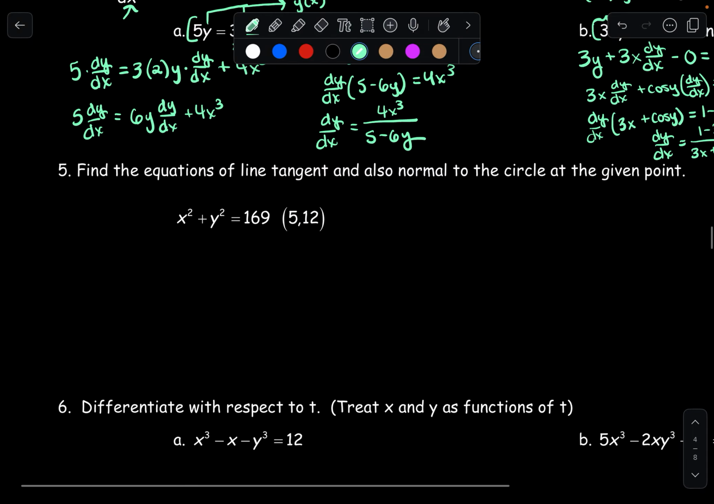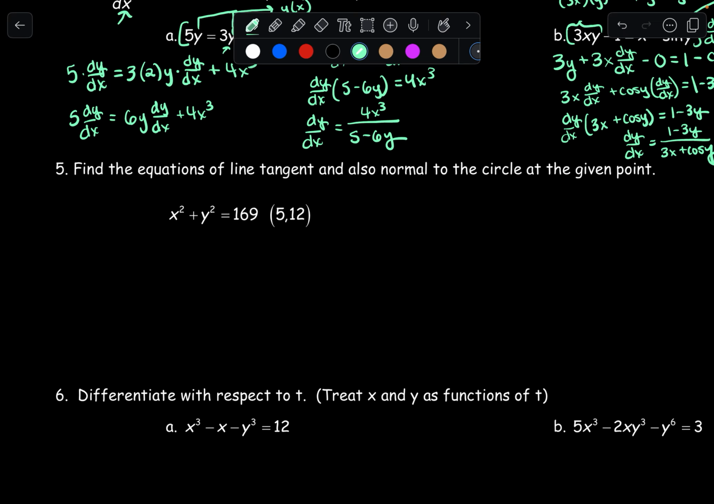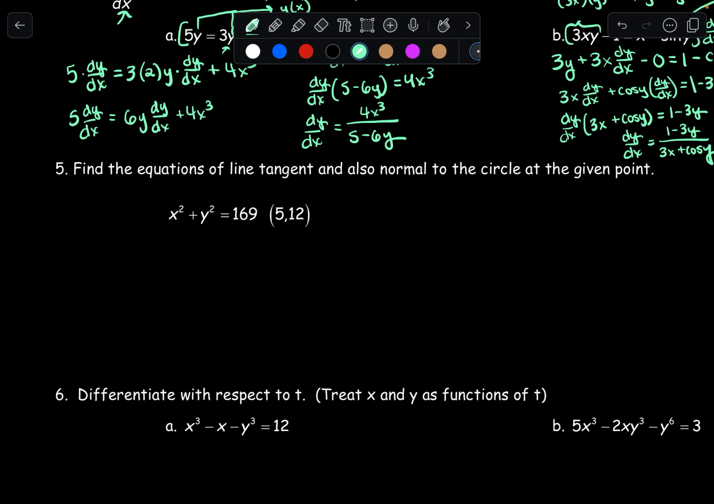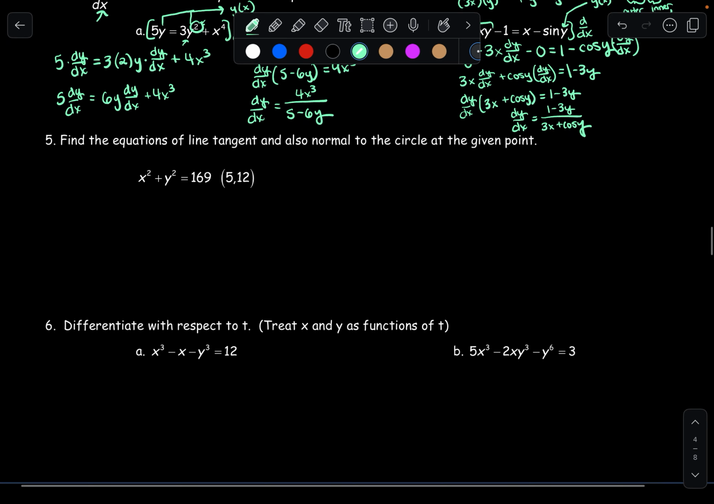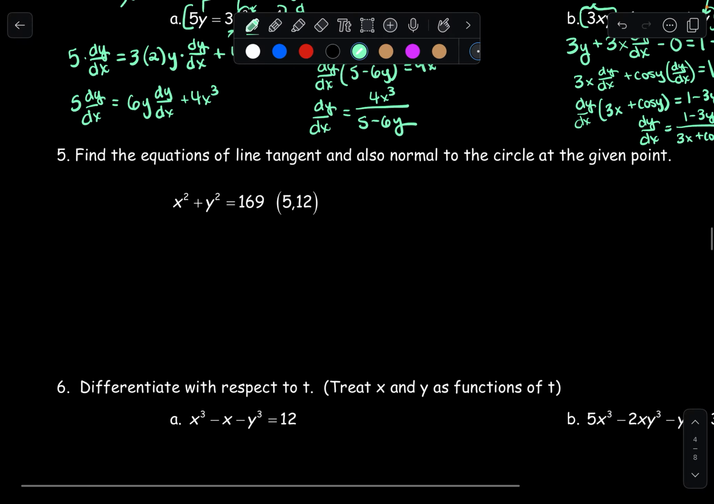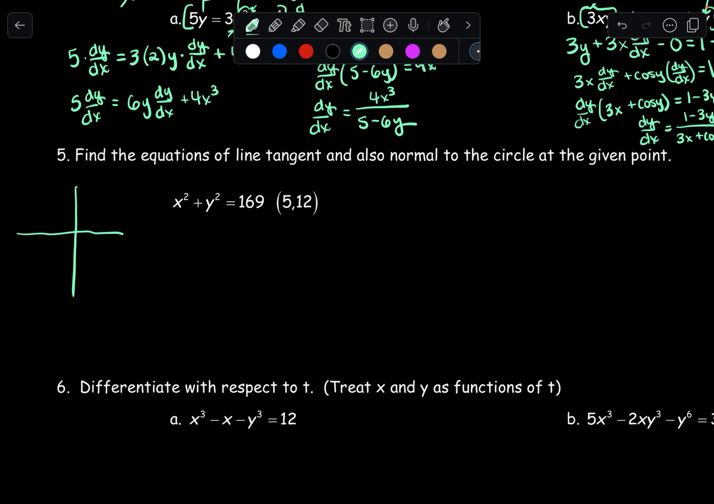All right, so number 5 says find the equations of lines tangent and also normal to the circle at the given point. Okay, so you guys had a question like this before, and I was shocked when I didn't see any pictures. A picture can help a lot. All right, so we have x squared plus y squared is equal to 169, and we are going to use the point (5, 12). So we have a circle with a radius of 13. Okay, and the point (5, 12) is going to be in the first quadrant, so somewhere over here.